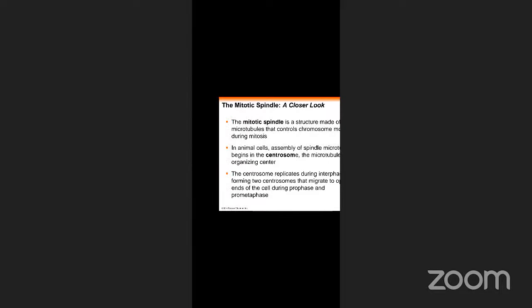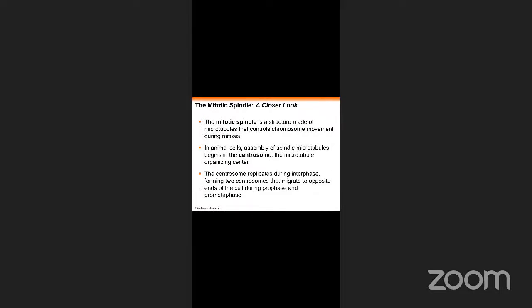So what is this mitotic spindle? It is nothing but microtubules, which are especially important for movement. In animal cells, these spindle microtubules begin at the centrosome, where the microtubules are organized. This centrosome replicates during interphase, at the G2 phase, forming two centrosomes that migrate to opposite ends during prophase and pro-metaphase. And here an aster, as I told you in the image, extends from each centrosome. The spindle fibers include microtubules, centrosomes, and asters. Together these are called the spindle.